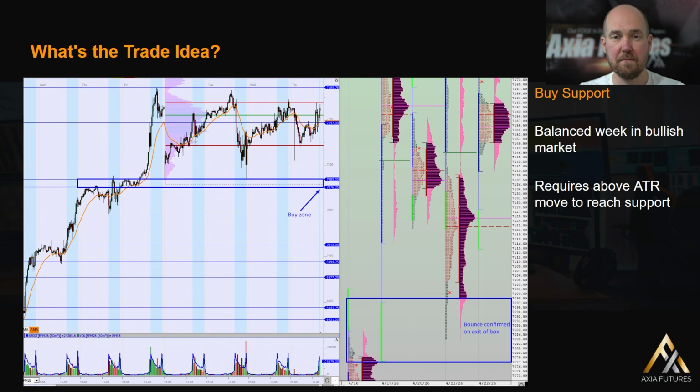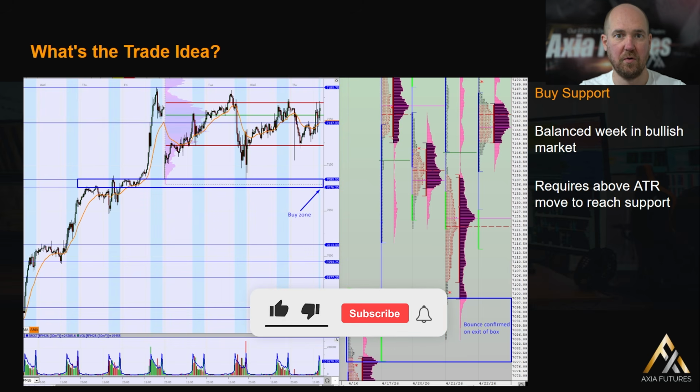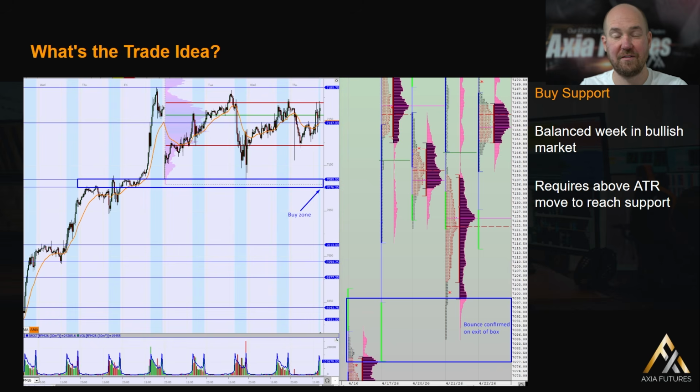Now, what also makes this zone significant, and this is the idea of building out the idea, what makes this zone significant is, yes, it's a support. That's nice and straightforward, but it's not just any support. It's a balanced week. So you already, going into the end of the week, are expecting a market not to really break out when we've already shown very distinct balance so far on this week.